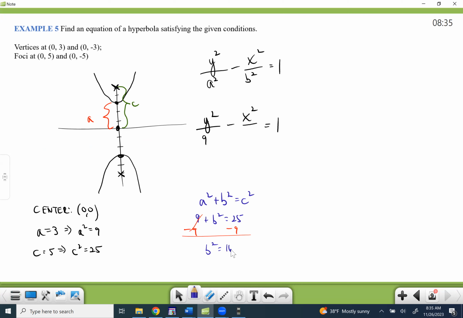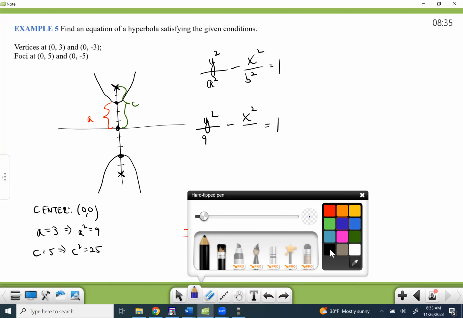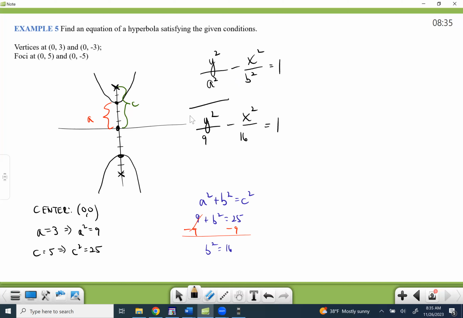And you know what? I always used to accidentally square root this and find b. But remember, it is b squared that we're missing. So we're actually just going to leave it like that. So it's kind of weird, huh? And we have our equation.